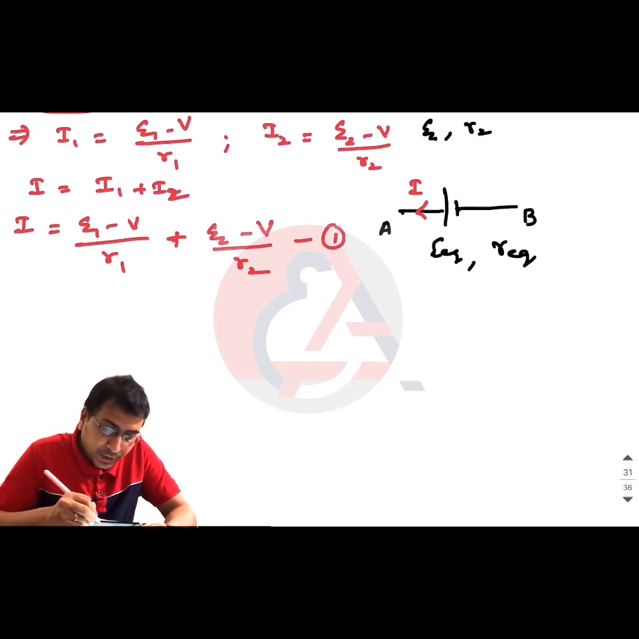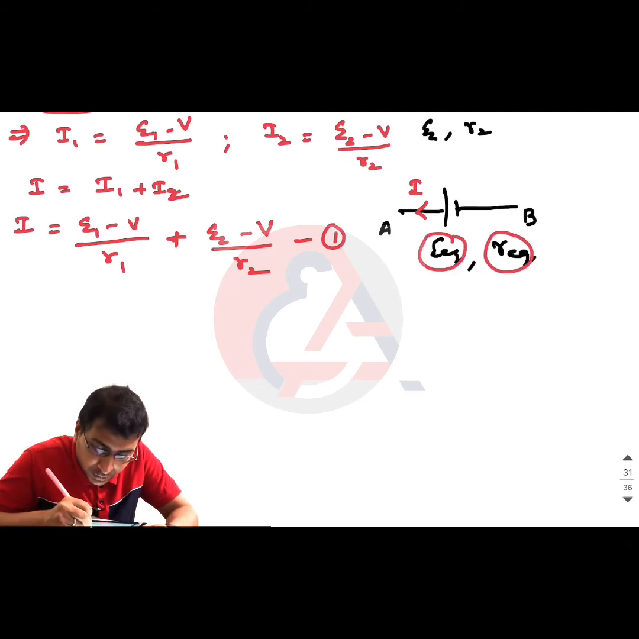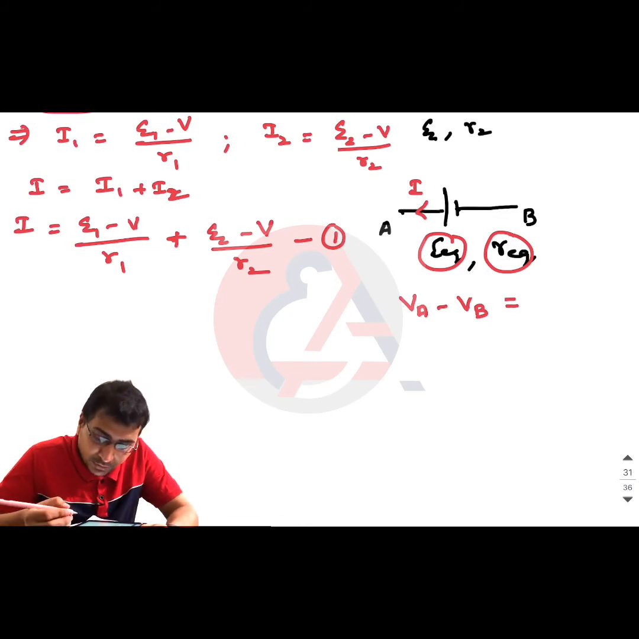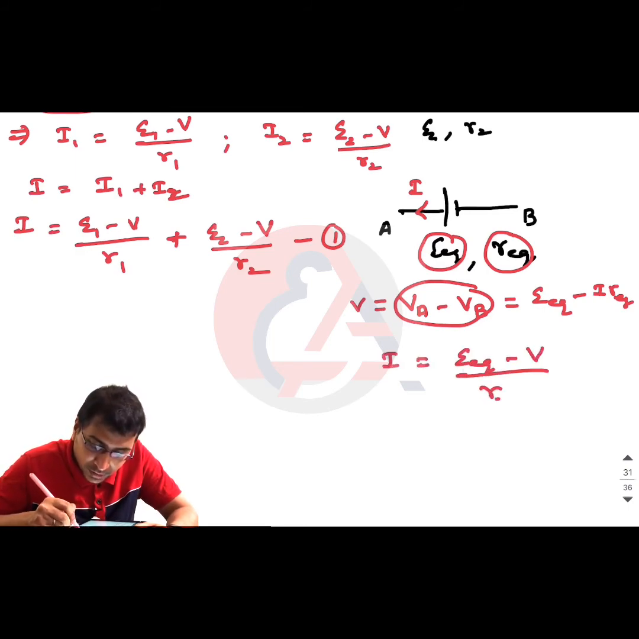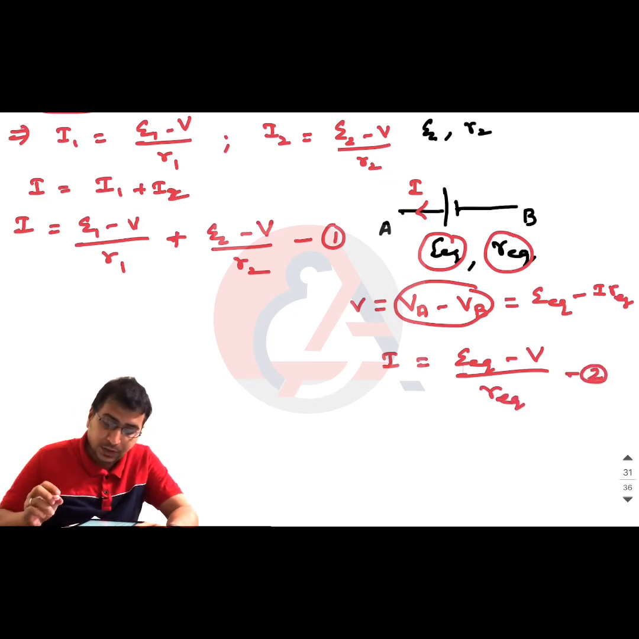Now let's find the value of I in terms of E equivalent and R equivalent. What is the potential difference across the equivalent cell? It is still VA minus VB, which will be equal to E equivalent minus I into R equivalent. We know that VA minus VB is assumed to be V. So I will be E equivalent minus V divided by R equivalent. Let's call this equation number 2.